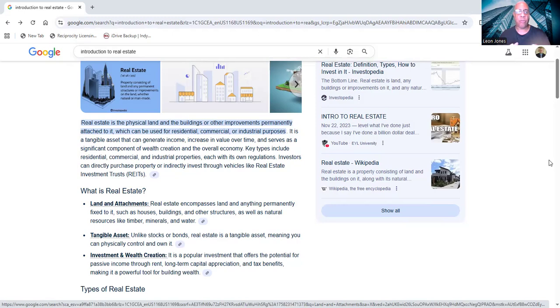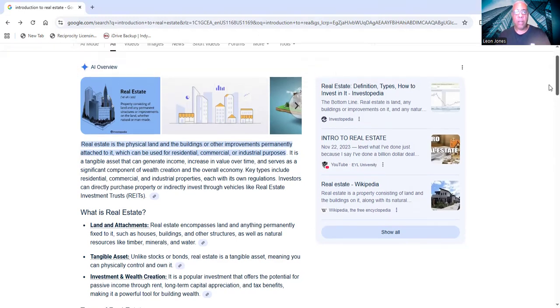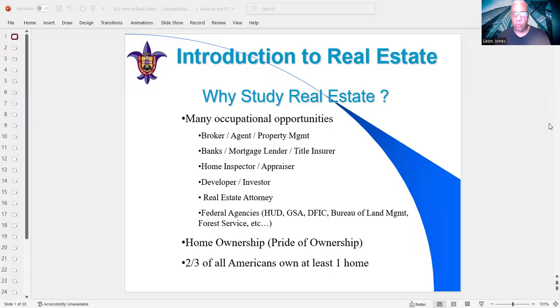So basically, investors can directly purchase property. Again, investors can directly purchase property or indirectly invest through vehicles like REITs. You see that term. Well, REIT stands for Real Estate Investment Trust. So, again, when we deal with real estate, I'm going to go ahead and give you a little bit more depth with my PowerPoint. So, introduction to real estate.